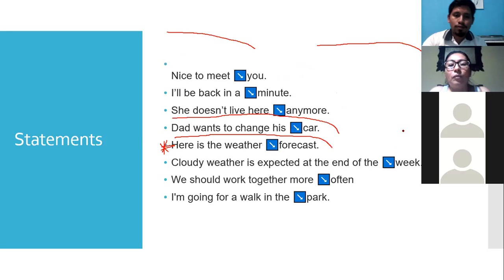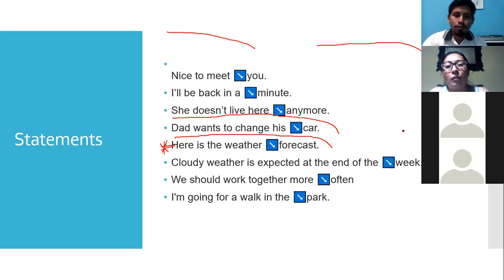We're going to see some statements. Check out this statement, because we're going to see how the intonation falls in the sentence. Nice to meet you. If you notice, it is falling at the end. Nice to meet you. I will be back in a minute. I will be back in a minute. So it's falling intonation.